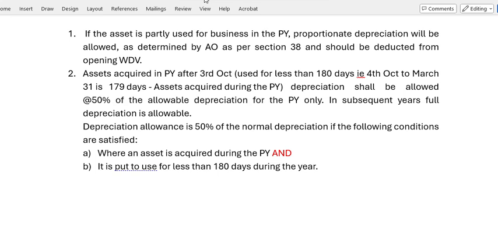It is explained in section 38, which you will learn later. And this should be approved by the assessing officer. The assessing officer of the income tax should approve the way you are using it. For this particular asset, they should approve it.